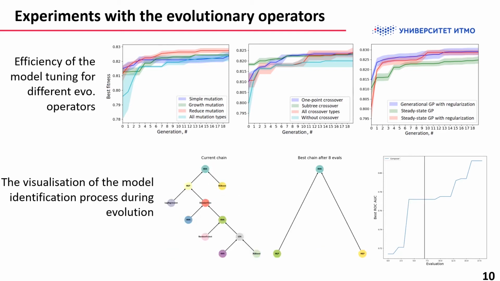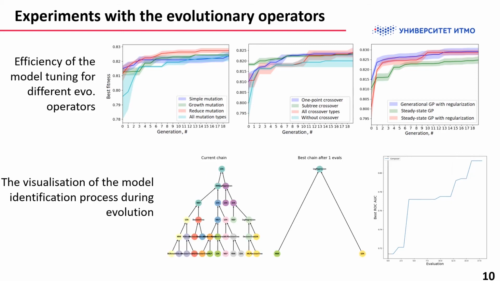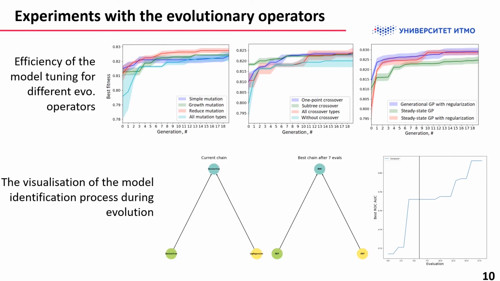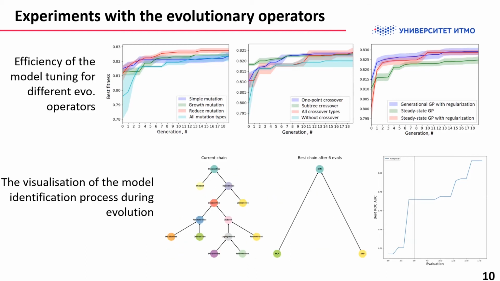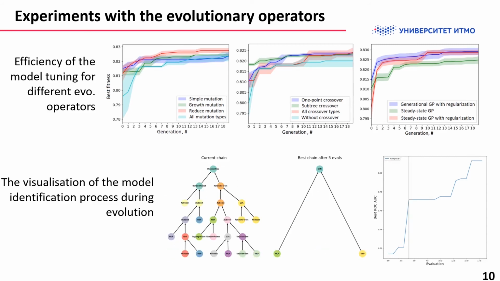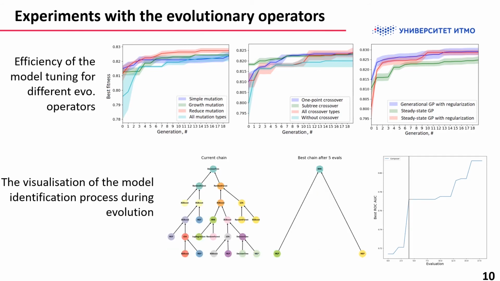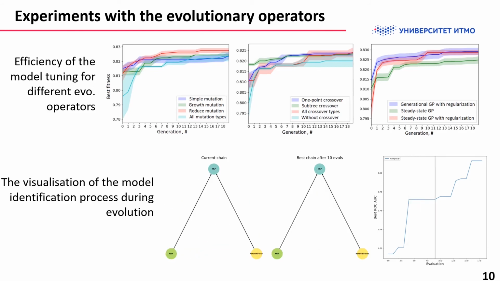According to results of comparison on evolutionary schemes in our experiments without regularization, the steady-state scheme performed better, but the experiment which is presented on the slide shows that the regularization provides a positive influence for the composing algorithm and improves its convergence, and both schemes with regularization show approximately the same result. Also on this slide you can see the visualization of the model identification process during evolution. On the left picture you can see the current chain, in the middle the best chain, and on the right picture changes in the best chain fitness.